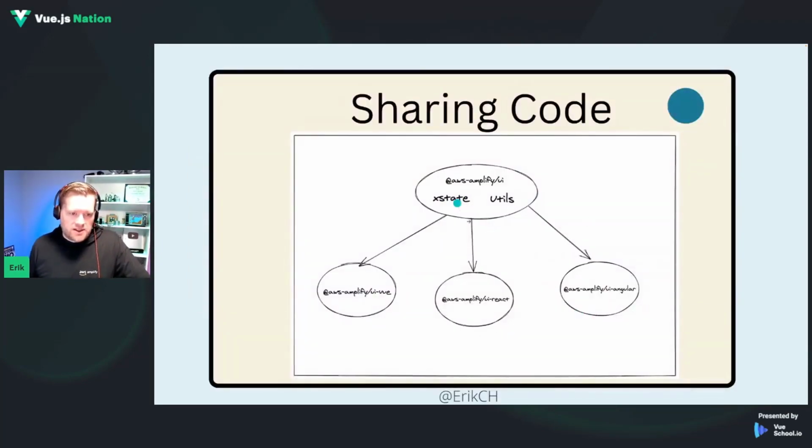Sharing of code. This is the diagram we use. So we created some internal packages. That's AWS Amplify UI. It had xState and utils, and we'll talk about xState in a minute. And that was the shared package that we used with the React, Angular, and Vue versions. And the utils were common code that each one of these different packages used.